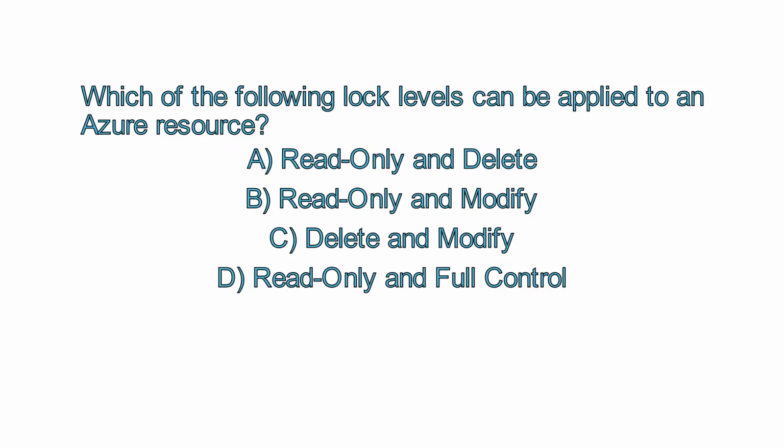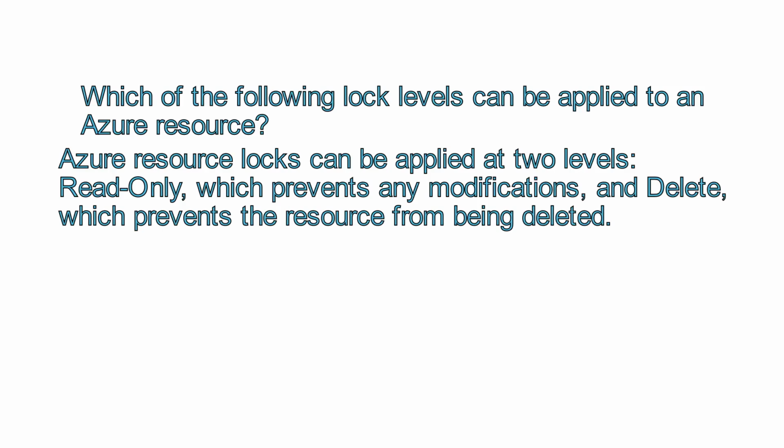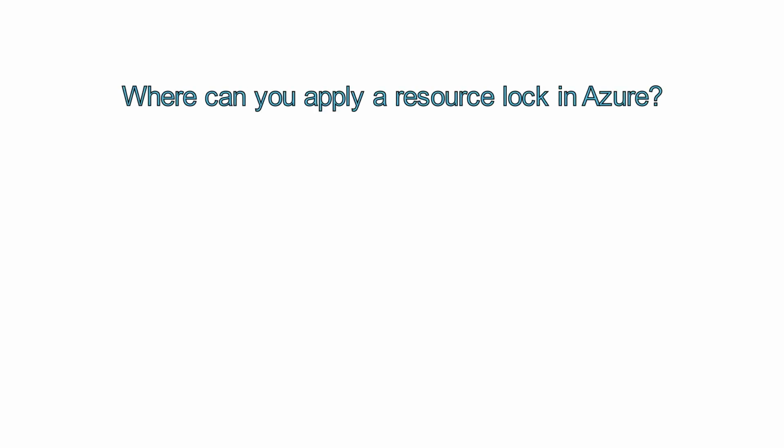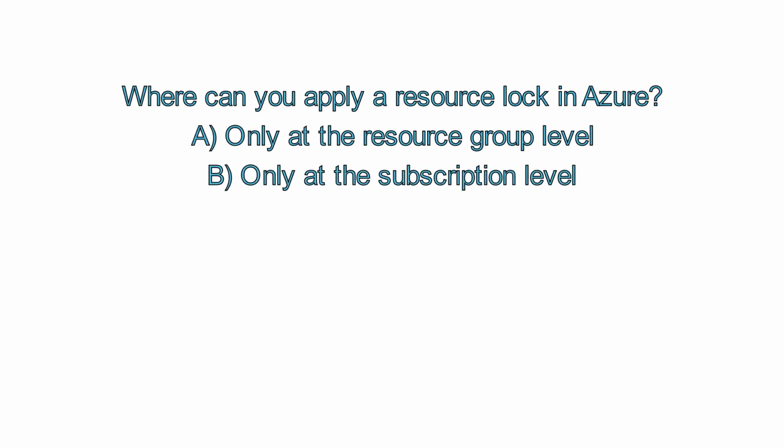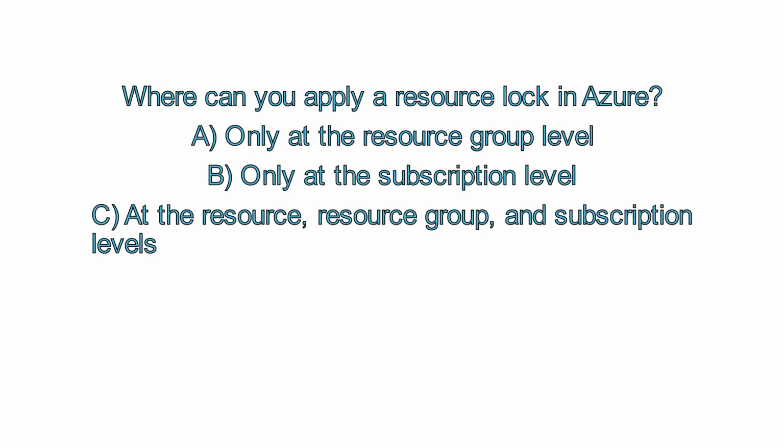The correct answer is A. Read-only and delete. Azure resource locks can be applied at two levels: read-only, which prevents any modifications, and delete, which prevents the resource from being deleted. Where can you apply a resource lock in Azure? A. Only at the resource group level. B. Only at the subscription level. C. At the resource group, and subscription levels. D. Only at the resource level.